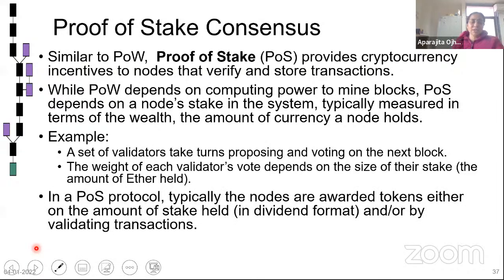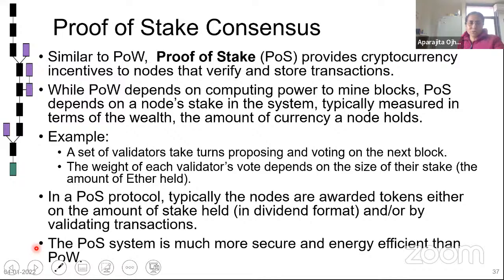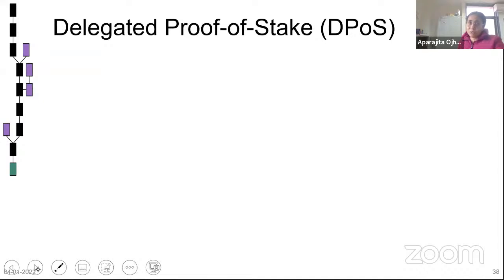So in a proof of stake protocol, typically the nodes are awarded tokens based on the amount of stake held, in dividend form, like companies give you some dividend if you invest in their shares, right? Because you have shown some trust in those companies, they give you some dividends. Similarly here, the proof of stake. So proof of stake is much more secure and energy efficient than proof of work.